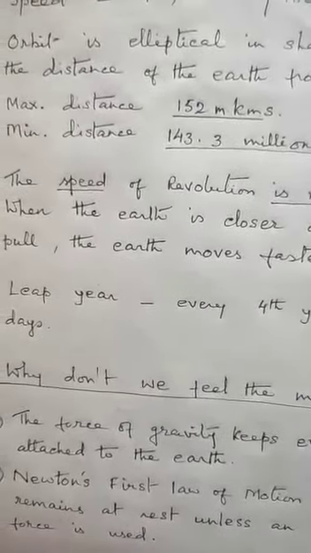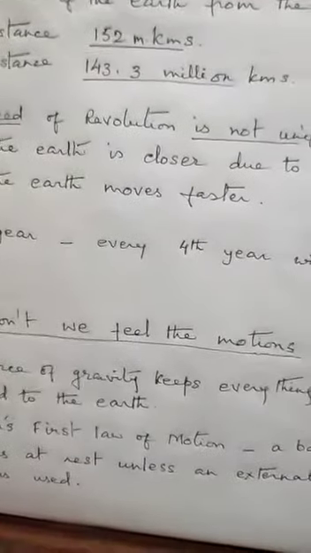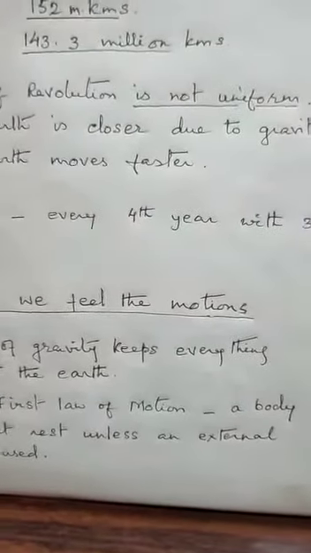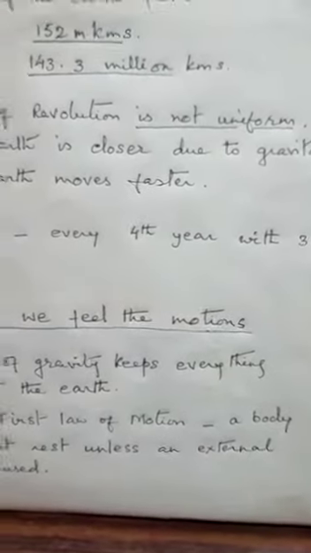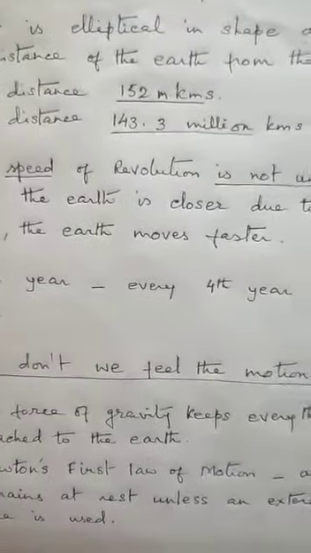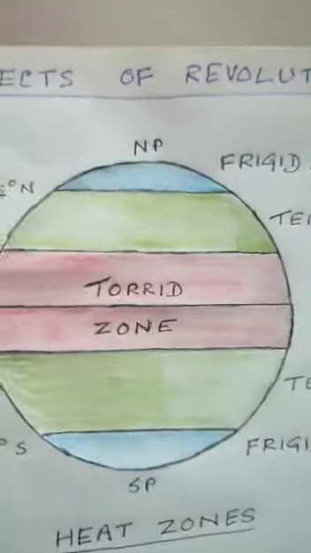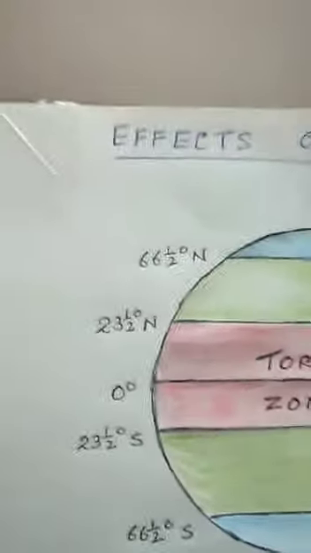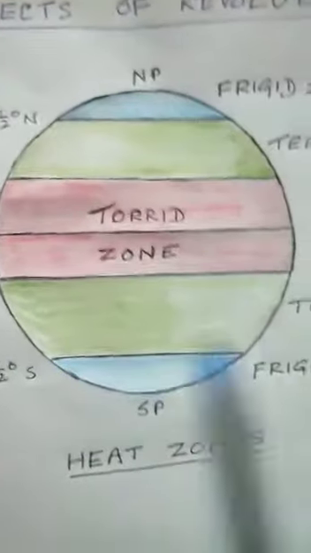What is Newton's first law of motion? According to Newton's first law of motion, a body remains at rest unless an external force is applied. Okay, next you will learn about the effects of revolution. Now look at the diagram.